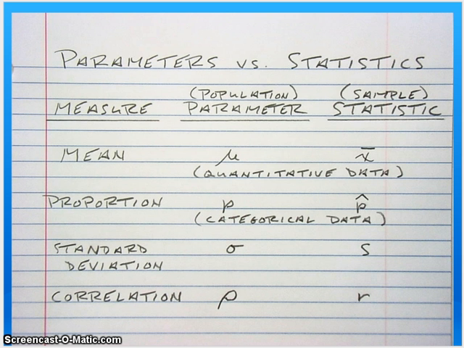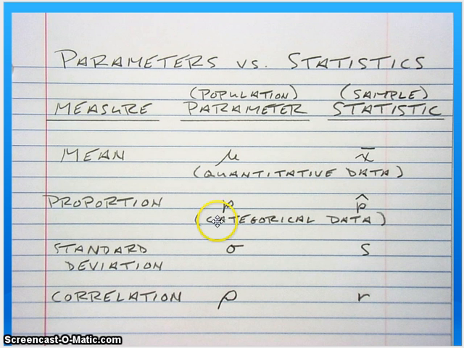And here are a few distinctions and some terminology you need to be aware of. There are different measures that we look at in statistics, such as means, proportions, standard deviations, and correlations. When we're talking about population parameters, we use a specific set of notation, and when we're talking about sample statistics, we use an alternative kind of notation. So for a mean, the mean of a population is indicated with this Greek letter mu, whereas for a sample, we use x bar to indicate the sample mean. And these would apply in situations where we're working with quantitative data.